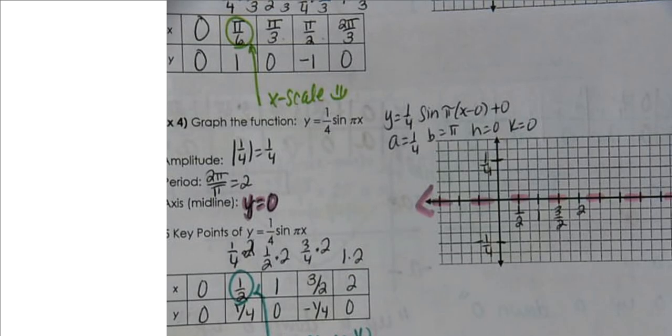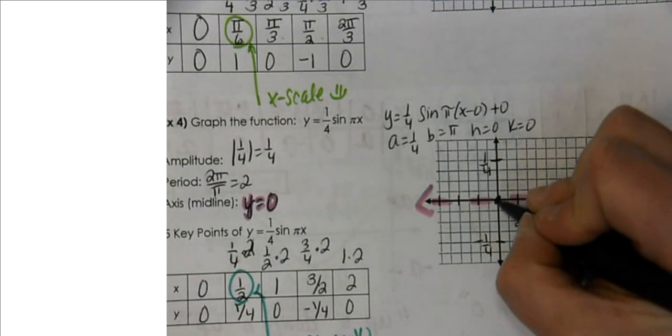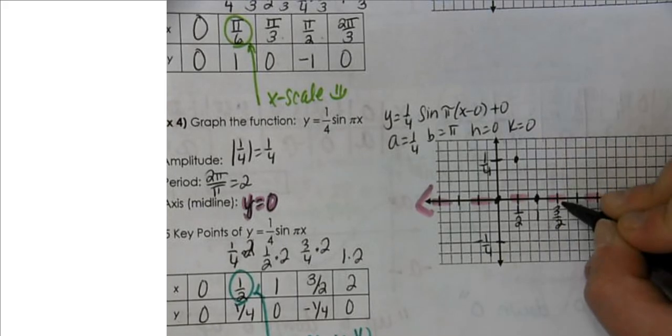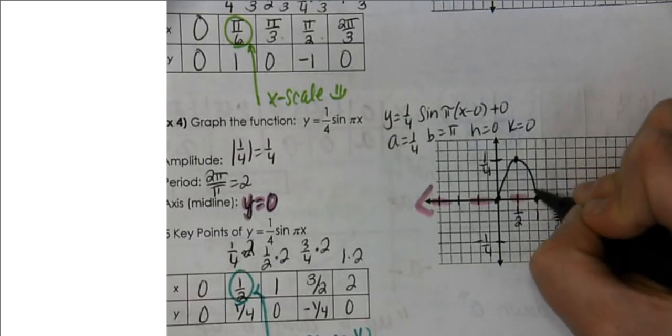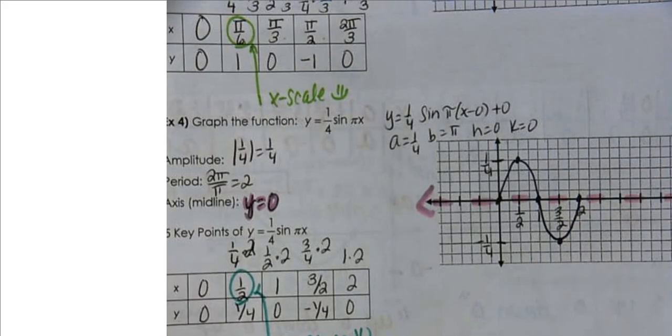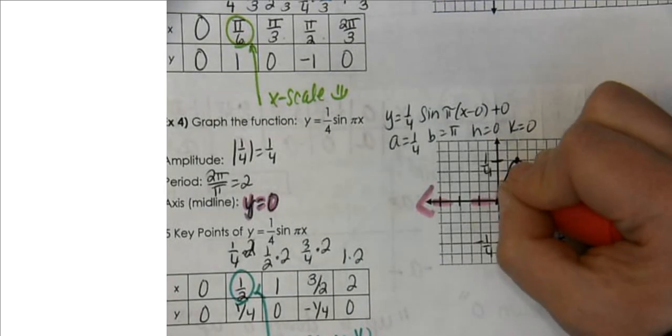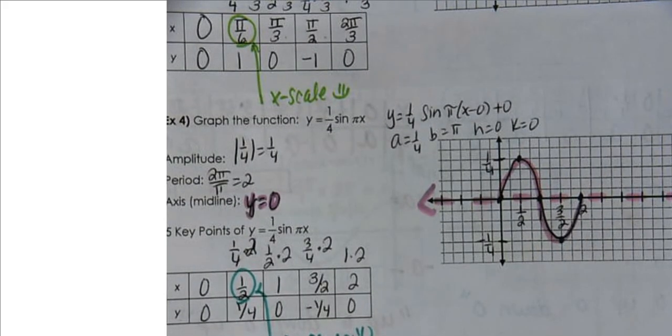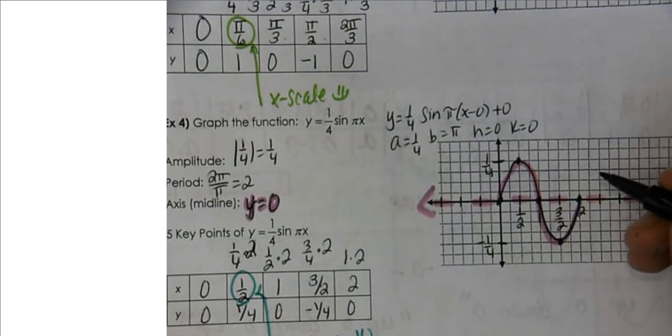And now I am ready to start plotting my points. So I'm going to start at 0, 0, 1/2 going up to 1/4, back to 0, 0, down to -1/4, back to 0. So this is what my graph looks like. And I'll make sure that I highlight that. Those are my first 5 key points. And we always want to make sure that we are highlighting those first points. It's very important. It's going to really come into play for our next lesson.